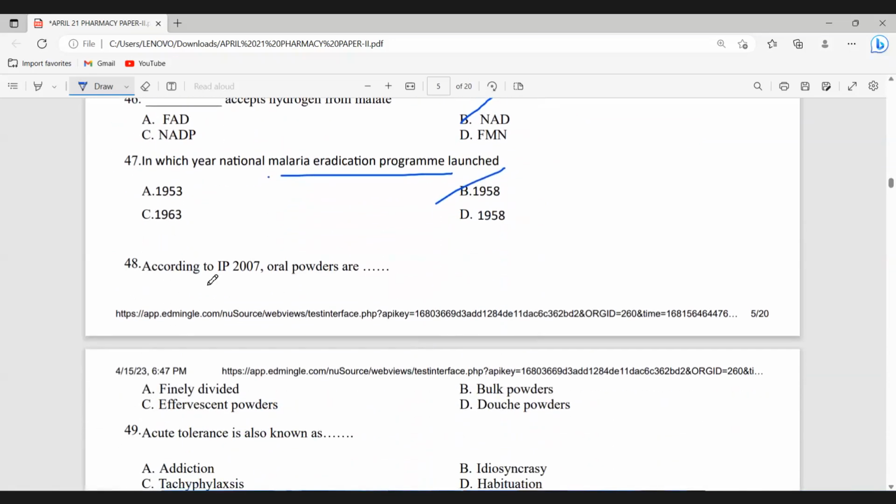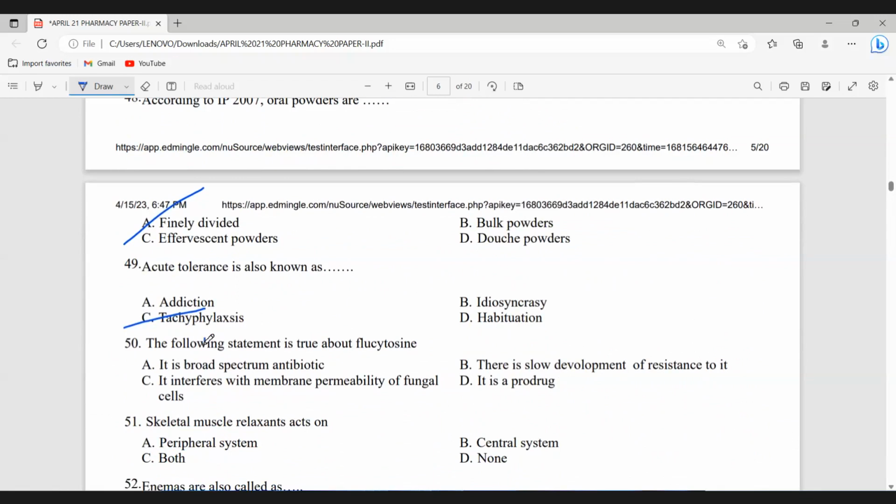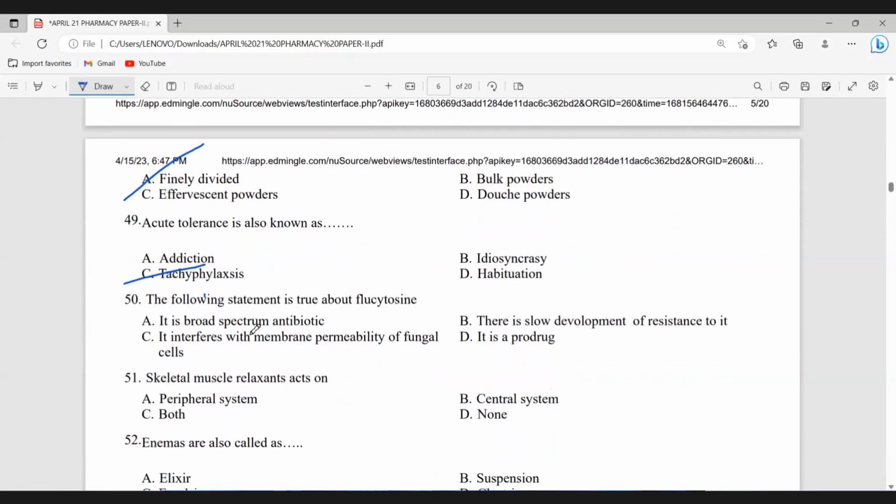Then 48. According to IP 2007, oral powders are finely divided. Then 49. Acute tolerance is also known as tachyphylaxis. Then 50. The following statement is true about flucytosine.